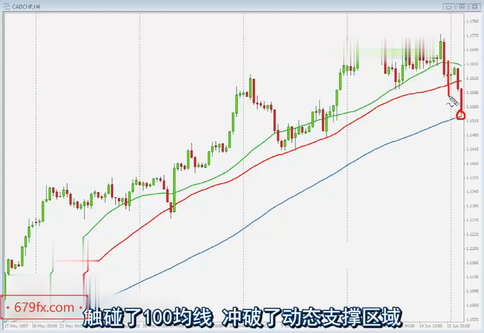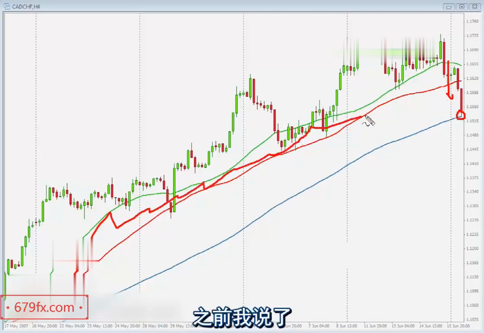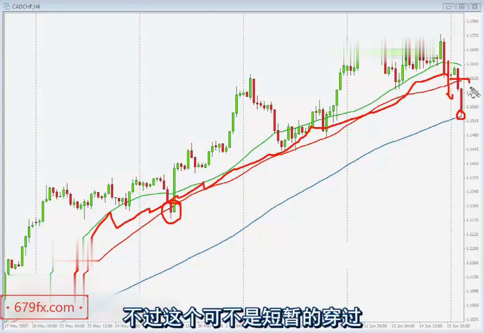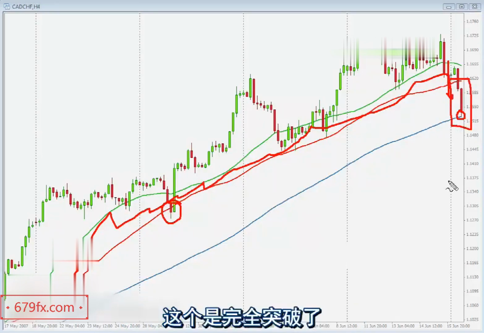They break below the dynamic area of support, which had been working. Remember when I said a quick breach below the 50 is all right. But this is not a quick breach. This is a full breakout, a momentum breakout.